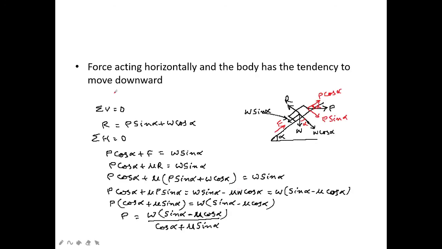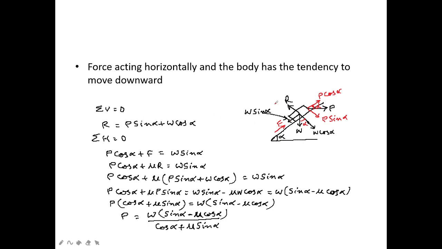Now, force acting horizontally and the body has the tendency to move downward. Here the force is acting horizontally. It is not acting parallel to the inclined plane, but it is acting horizontally. So if it is acting horizontally, then you have to resolve the forces perpendicular to the plane and parallel to the inclined plane. Now if this angle is alpha, then this angle will be alpha. And you know this angle is alpha. You already know this.